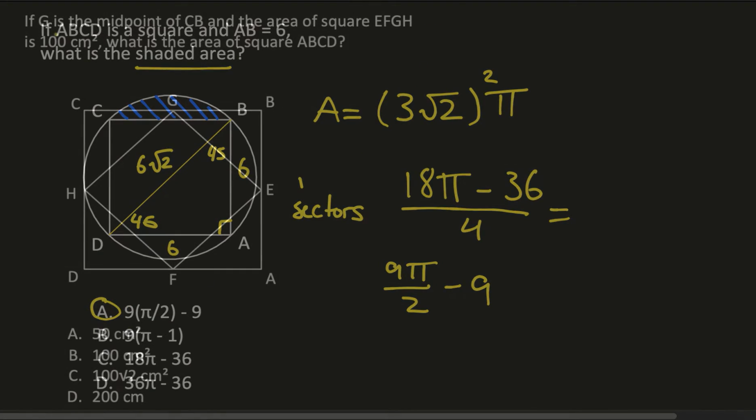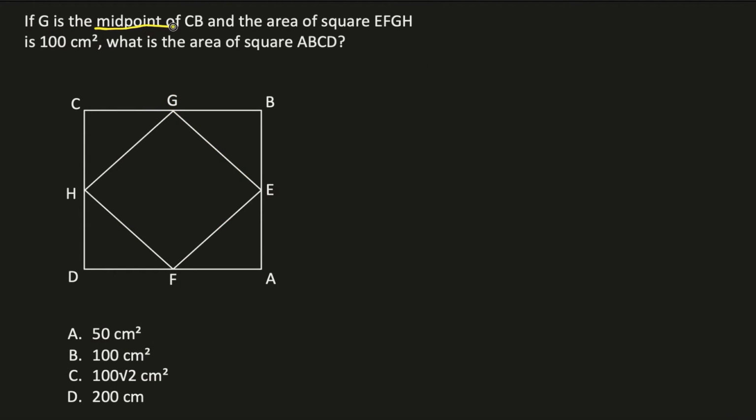is A. If G is the midpoint of CB and the area of square EFGH is 100 centimeters squared, what is the area of square ABCD?